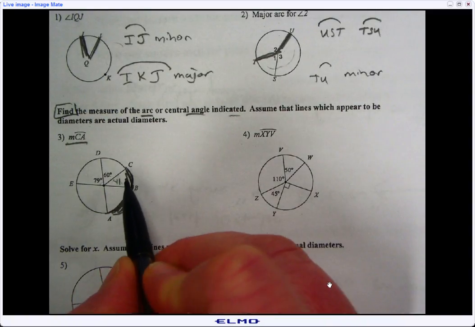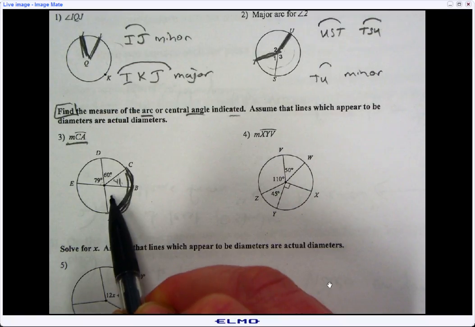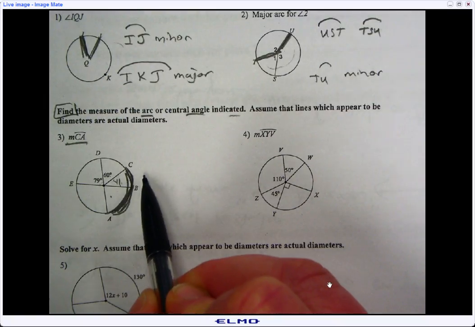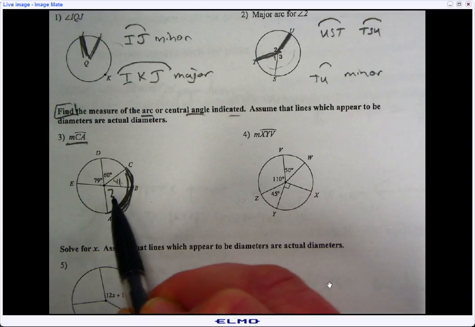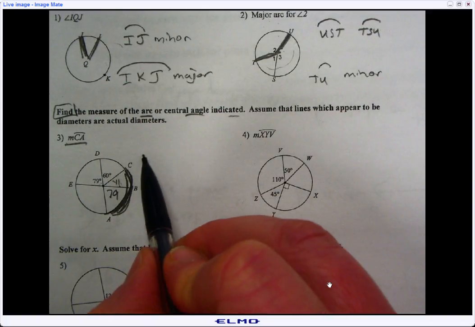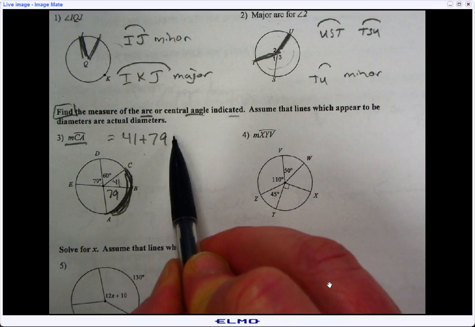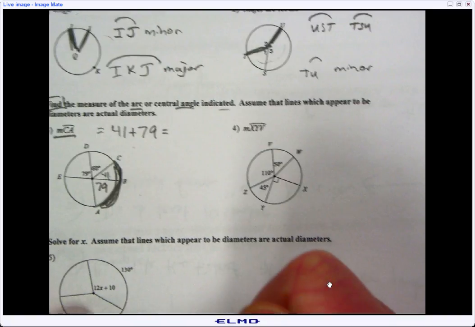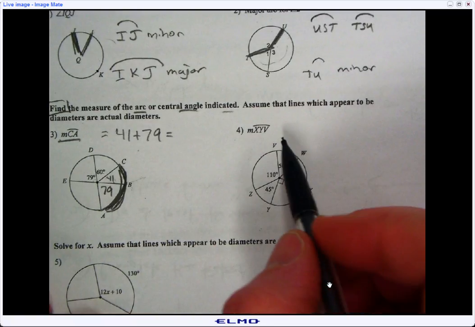And then 60 plus 41 plus this angle equals 180. Again, that's 101. 180 minus 101 is 79. Now you can answer the question. Arc CA equals 41 plus 79. That's how you get your final answer. So don't just fill in the blanks and think that's what you're solving for. Read the question. Go back and read it.